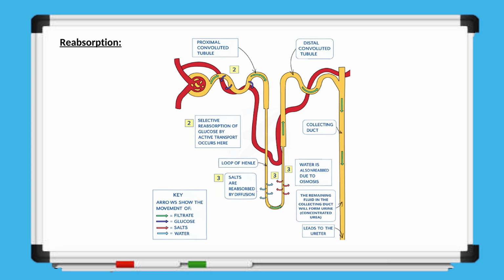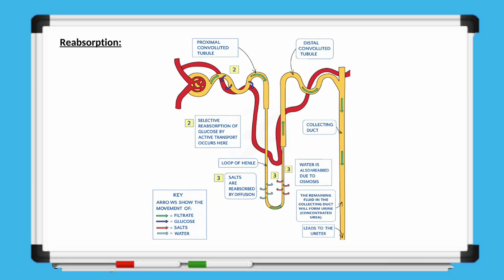Filtration first occurs in the glomerulus, where small molecules are filtered from the blood into Bowman's capsule. Selective reabsorption then takes place mainly in the proximal convoluted tubule and the loop of Henle, where essential substances are reclaimed. Glucose is actively reabsorbed in the proximal convoluted tubule, ensuring that all filtered glucose is returned to the blood in a healthy kidney. Salts are reabsorbed by diffusion, and water follows by osmosis throughout the tubule system.